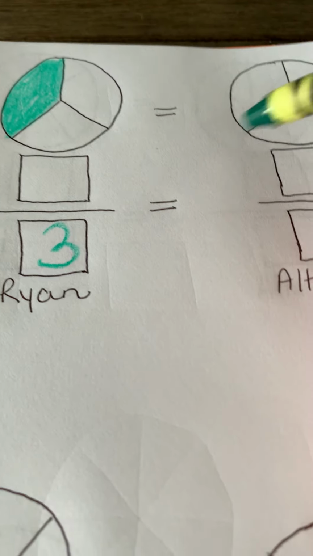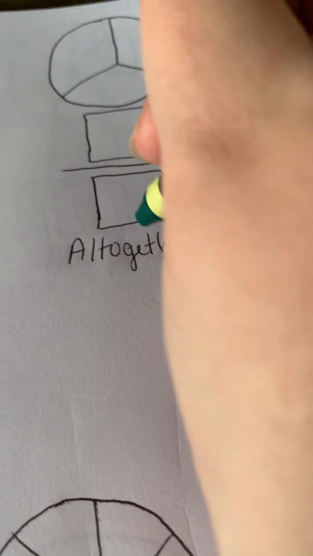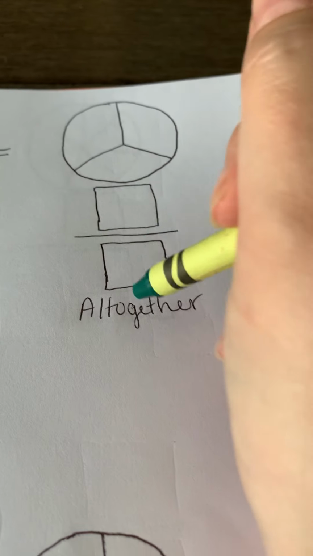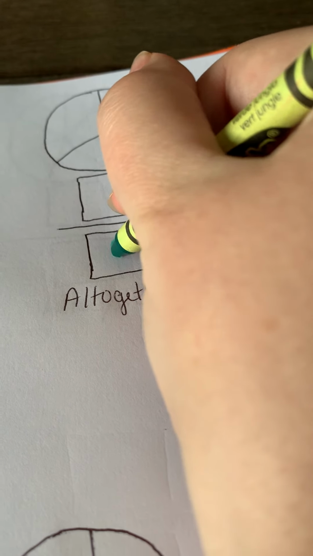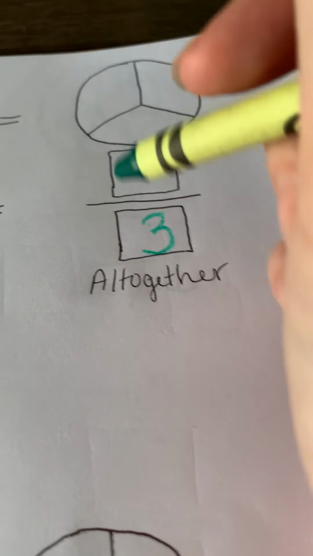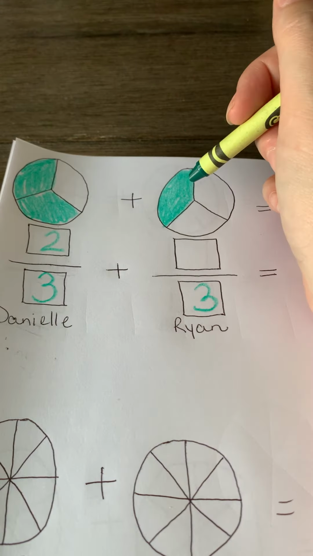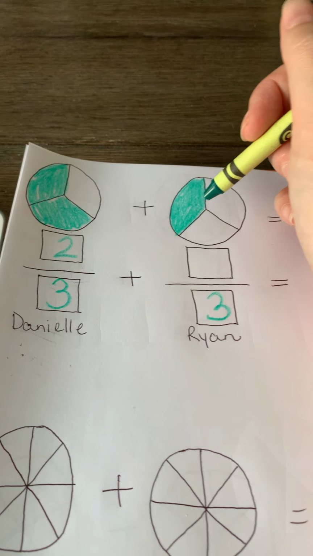Okay. And now we have our equal sign. Well, the bottom number is going to stay the same because that's still the total number of pie slices we have. So let's make a 3. And now we have to add. We have to add Danielle and Ryan together.